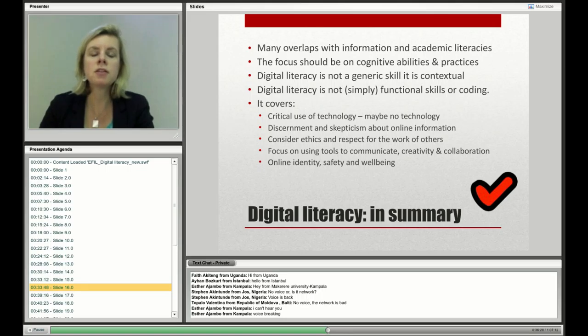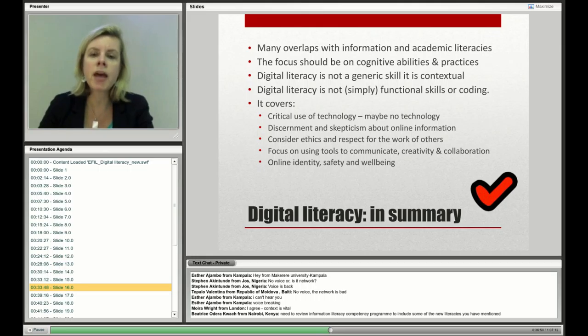So I think it's a critical use of technology. And by saying critical, that's also sometimes saying that maybe it's not even using technology if that's not the appropriate tool for the people that you're dealing with. It's definitely about discernment and scepticism when they're handling information that they find online.